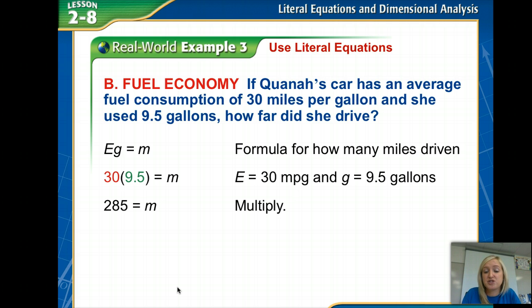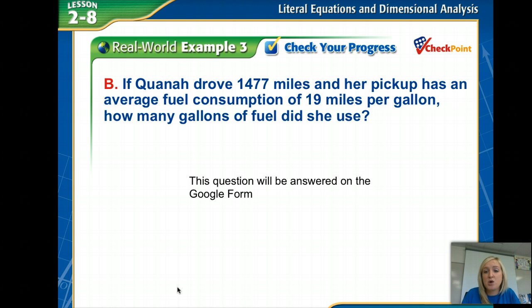Again, if I go too fast, make sure you get this formula down, because your next question is your Google form question, and this is your open-ended question. Referring back to that formula, if Quanah drove 1,477 miles and her pickup has an average fuel consumption of 19 miles per gallon, how many gallons of fuel did she use?